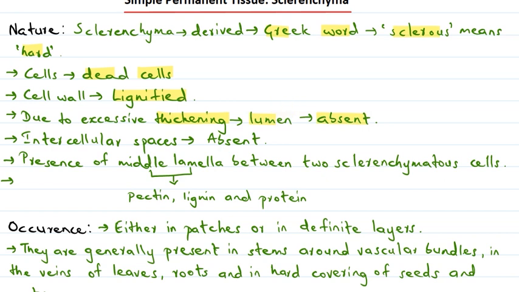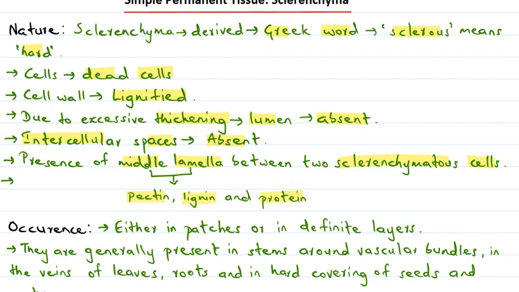Then they do not have intercellular spaces because the cells are very closely packed, and there is a presence of conspicuous middle lamella in sclerenchyma cells, present between two sclerenchymatous cells. This middle lamella is a thin layer and it consists of cementing substances like pectin, lignin and protein.